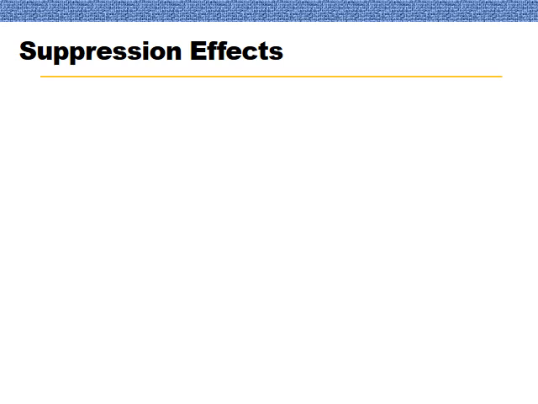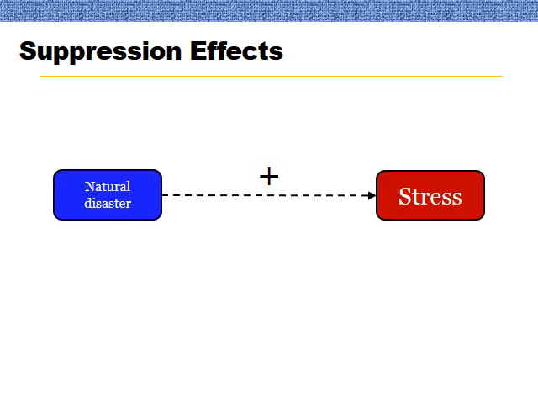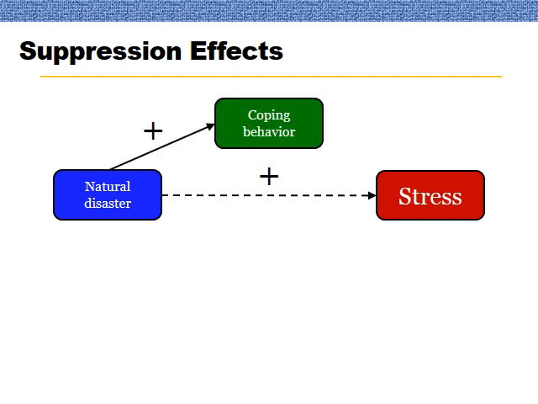Here's another example. People who experience a natural disaster tend to experience more stress, for good reason. One study, however, found that people who experience a natural disaster engage in more coping behavior, and as you would assume, coping behavior tends to decrease stress. So here's an example where we have a positive total and direct effect, but a negative indirect effect.